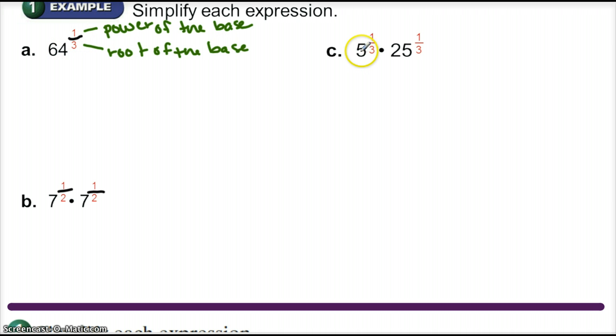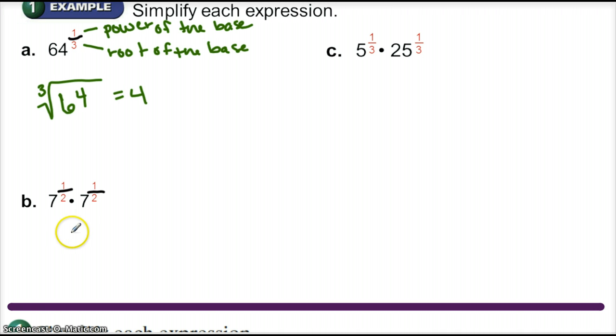Let's go over here and look at this one. 5 is the base, 1 is the power, 3 is the root. So that would be cubic root of 5 to the first power. Cubic root of 25 to the first power. Square root of 7 to the first power. All right, we're also going to show you how to write these as radicals. Okay, so this is going to be 64 to the first power, and then that's the cubic root. There we go. And hopefully by now you know that the cubic root of 64 is just 4.